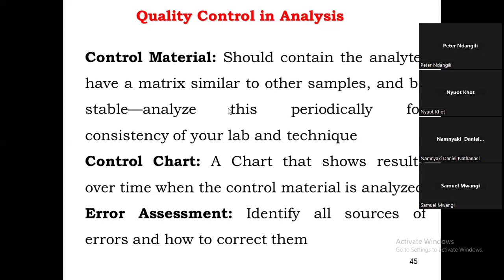Quality control analysis. You need what we call a control material, which should contain the analyte. And this analyte should have a matrix that is very similar to the sample of interest.